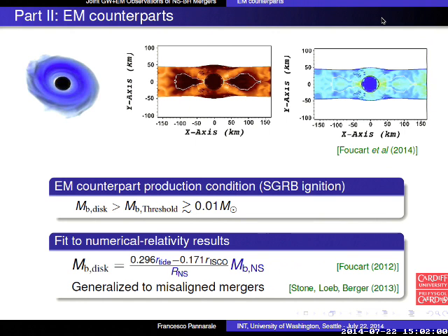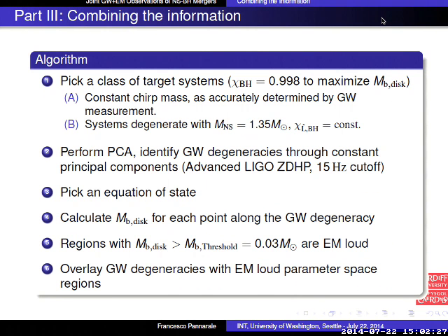The other thing I should say is that this fit was performed on numerical relativity results for simulations with aligned black hole spin and orbital angular momentum. This was generalized later on, one year later, by Ido Berger and his collaborators, and it works pretty well even for systems with tilted black hole spin. So these are the calculations we performed.